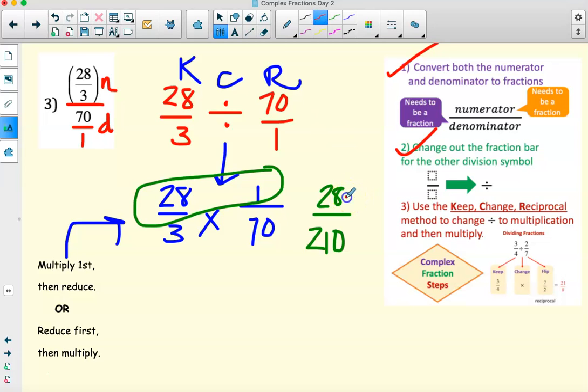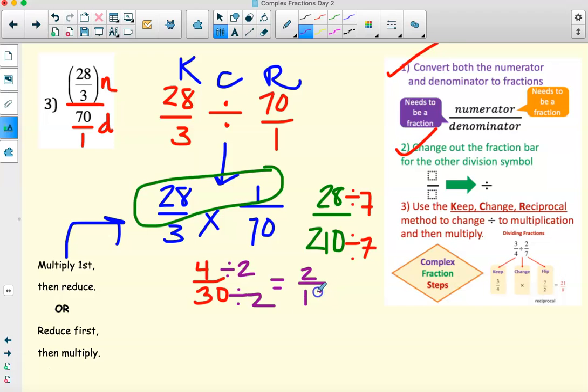And then I notice that 210 is a multiple of 7 and so is 28. So when I divide 28 by 7, I get 4. I'm going to have to come down here a little bit. And then when I divide 210 by 7, I get, well, 21 divided by 7 is 3, so 210 divided by 7 is 30. Then I realize that they both have an even number in the ones place, so they can be divided by 2. Even numbers can be divided by 2. And I get 4 divided by 2 to be 2, 30 divided by 2 to be 15.